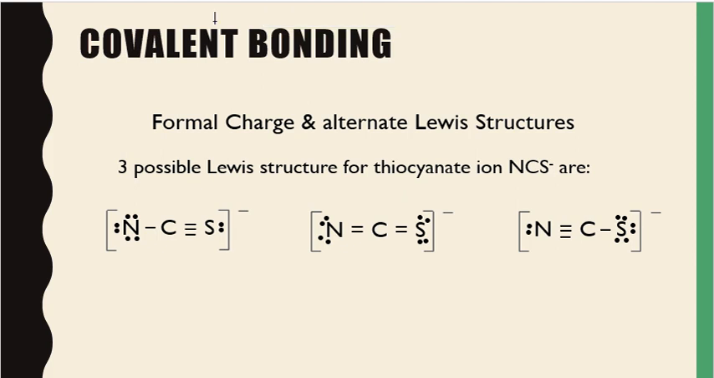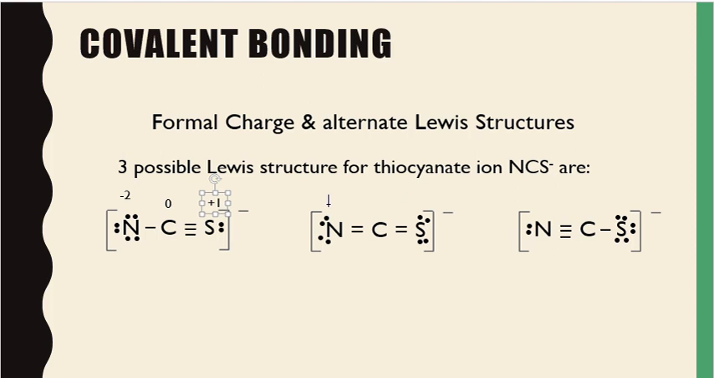Alright, so let's figure out the formal charges of the atoms within this. Nitrogen has 5 valence electrons normally. So we have 5 minus 1, 2, 3, 4, 5, 6, 7. That is a negative 2 charge. Carbon has 4, 1, 2, 3, 4. That is a formal charge of 0. And then sulfur has 6, 1, 2, 3, 4, 5. That is a formal charge of +1.